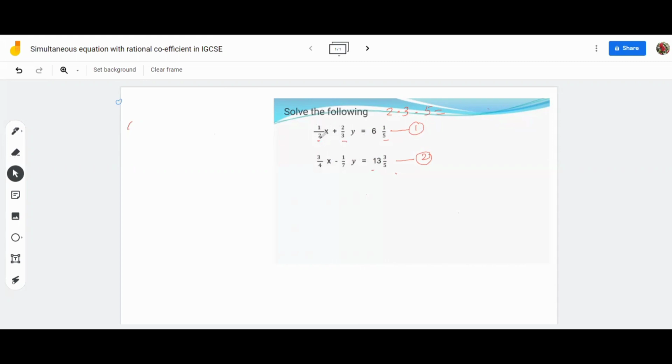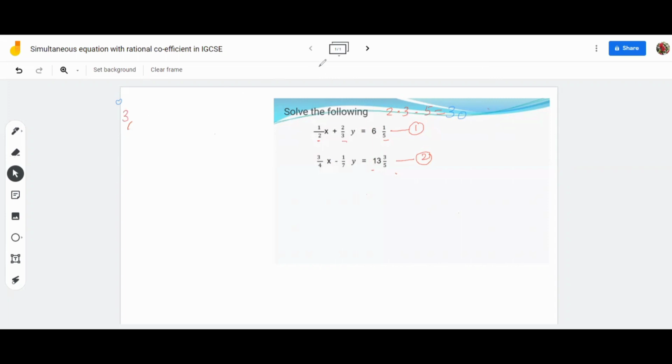Let's start. Look at the denominators first in equation 1. I have here 2, there 3, here 5. If all the denominators are prime numbers, you need to multiply them together. 2 times 3 is 6, 6 times 5 is 30. And then each term can be multiplied by 30.